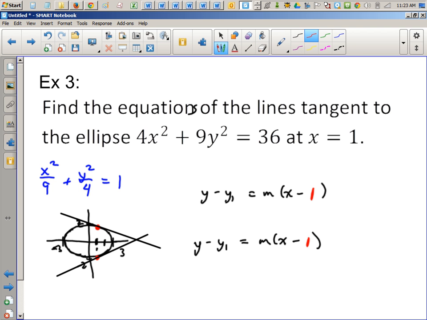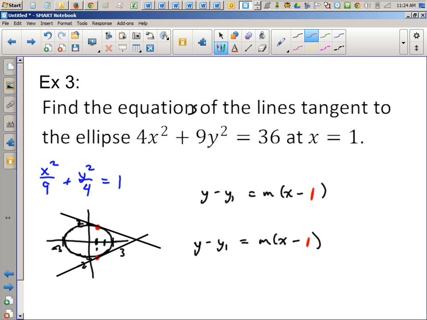Whose job is it to give me y coordinates? The original function. So if you need y1s, use your original function. Whose job is it to give me m's? The derivatives, which we haven't even done yet. Right? So I think we should go ahead right now and find our y's that correspond to x equals 1. There's two of them. Let's see what the y's are. That will give us the y1s here so that we can get our line a little more fleshed out.